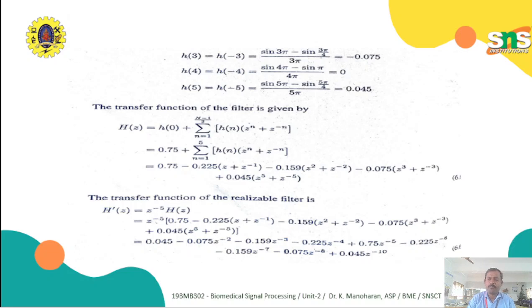That is z power minus (n minus 1)/2. So h'(z) equals z power minus 5 into h(z). So we need to multiply this z power minus 5 with all this function. So just expand it. Look at this.